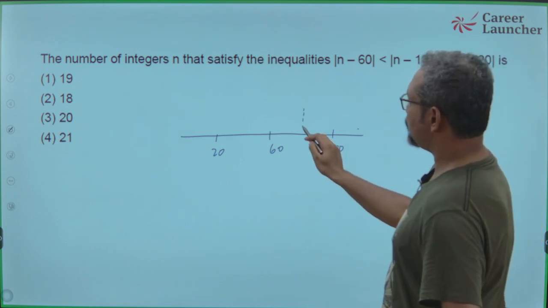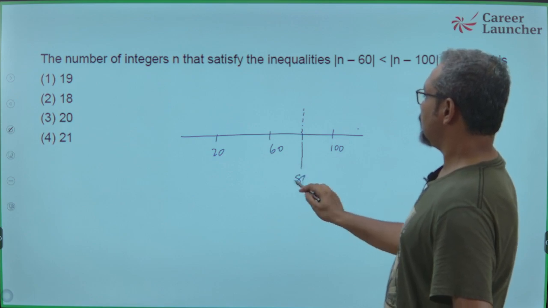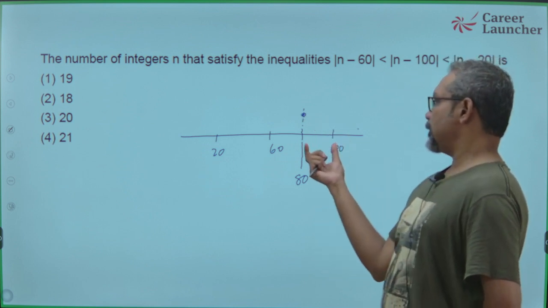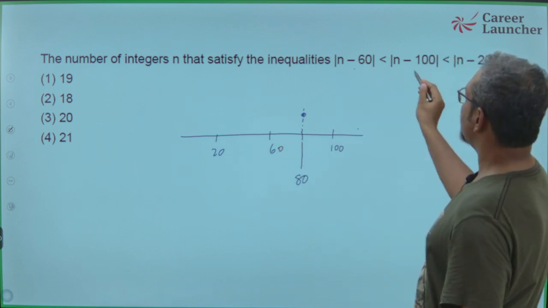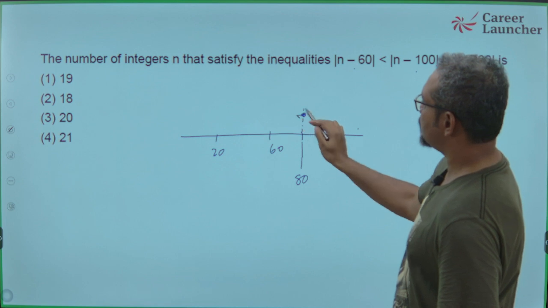Where is the halfway mark? This halfway mark will be at 80. So if it is at exactly 80, that is n, then this gap is 20, this gap is 20. Both of them will become 20. I want to keep this bigger. That means I will shift more towards this side.